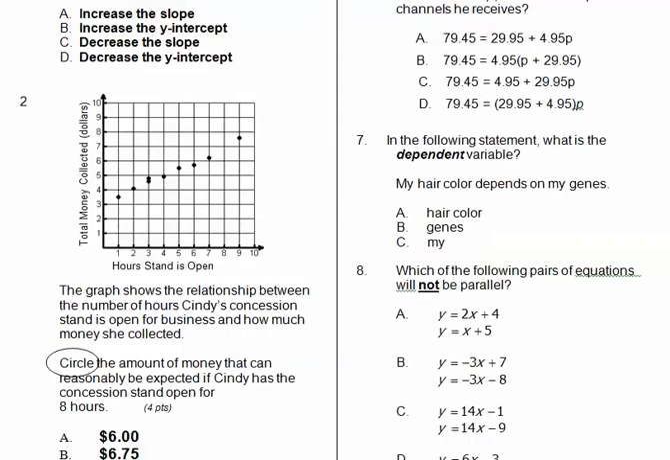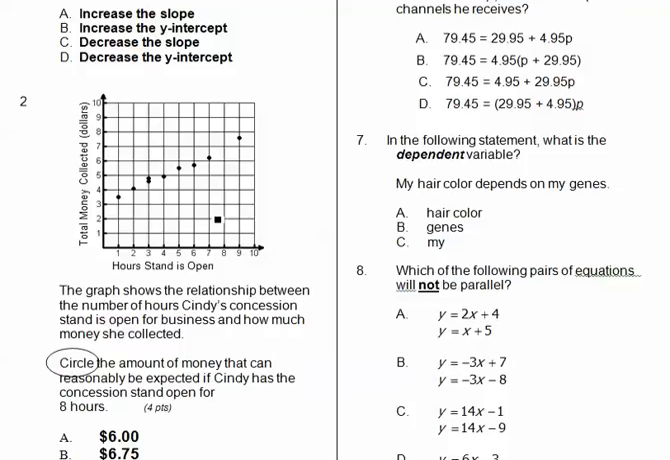So the graph shows the relationship between the number of hours Cindy's concession stand is open for business and how much money she collected. So it's open 1 hour, she collected $3.50. It's open for 2 hours, she collected $4. So forth and so on.